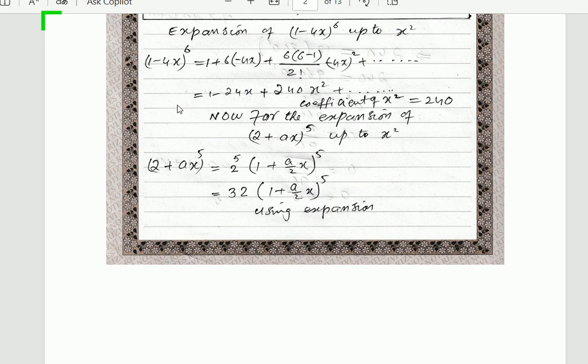Now for the expansion of (2 plus ax) whole to the power 5 up to x square, first of all we shall do some modification so that we can expand it according to the binomial expansion. By taking 2 common, we get 2 to the power 5 into (1 plus a by 2 x) whole to the power 5. After simplification, we get 32 into (1 plus a by 2 x) to the power 5.